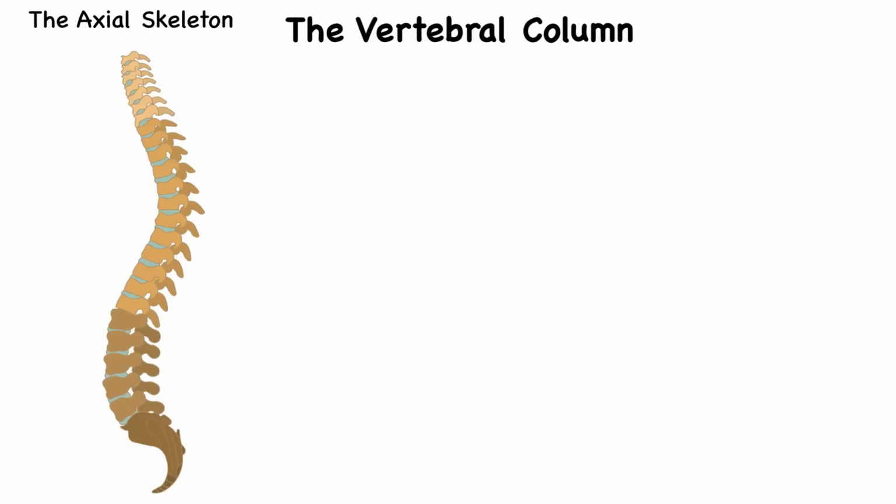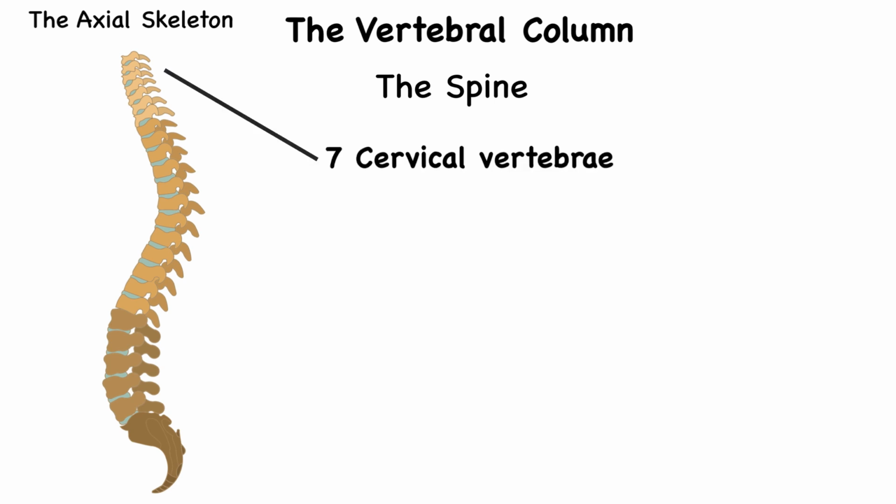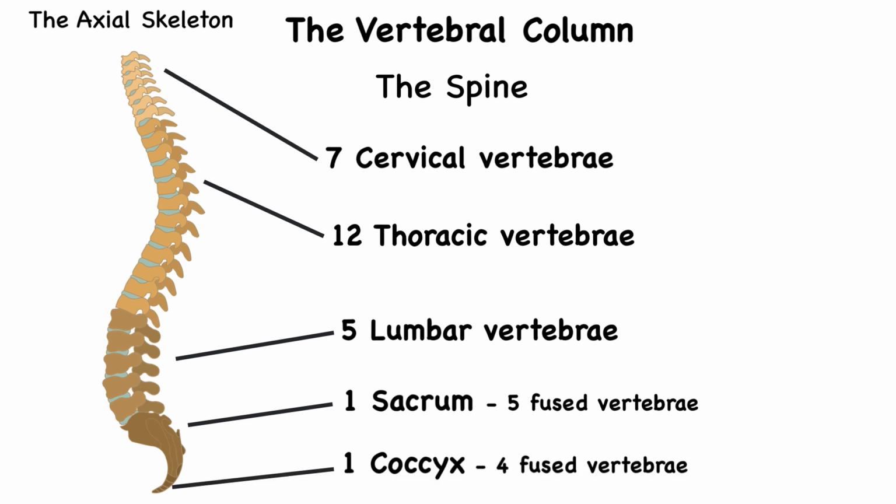Now we move down the axis to the vertebral column, which is commonly known as the spine. It is made up of 33 vertebrae in total, but only 26 are considered bones in the adult skeleton because some fused together during development. Here's the breakdown. There are 7 cervical vertebrae, we see these in the neck, 12 thoracic vertebrae, which is the upper back, each attached to a rib, 5 lumbar vertebrae, the lower back, 1 sacrum, which is made of 5 fused vertebrae, and 1 coccyx, which is made of 4 fused vertebrae forming the tailbone.